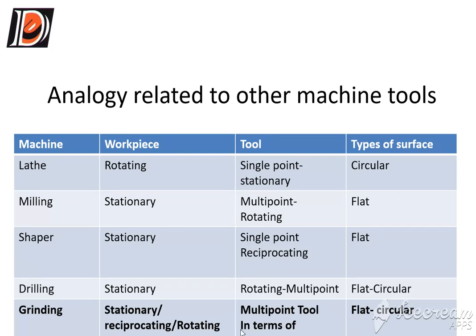And as discussed, the tool is in the form of an abrasive wheel. So we are going to remove a very small amount of material so that the final surface finish we achieve is very good and we can directly apply it to our end use. Here is one point we must understand: we can use the grinding machine for any kind of surface, flat or circular, but we might have different grinding machines for that purpose.